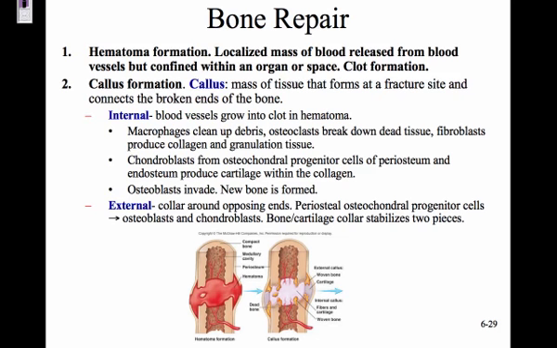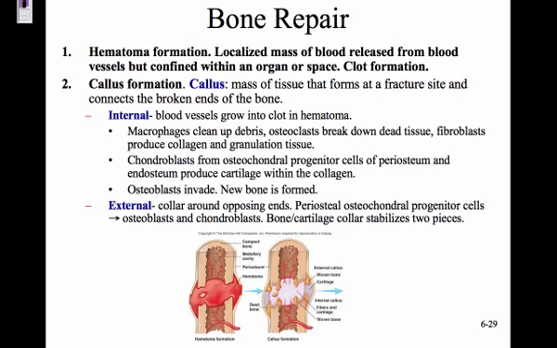Internally, there's blood vessels that grow into the hematoma, where the macrophages will clean up any debris, any bacteria, depending on if it's open to the outside of the body. Osteoclasts break down that dead tissue, and then there's granulation tissue, like what we saw with tissue repair. Then chondroblasts come in and make that callus into more of a cartilage formation, and then the osteoblasts will come in and change that into bone.